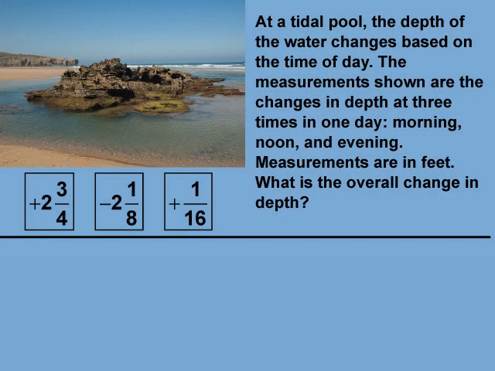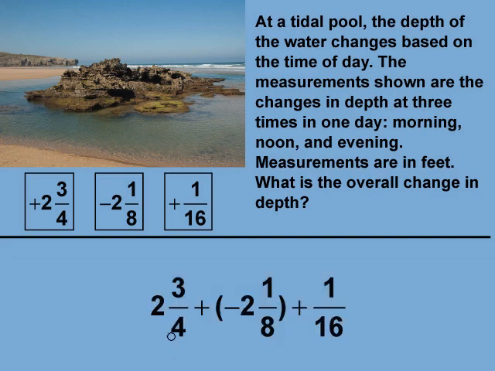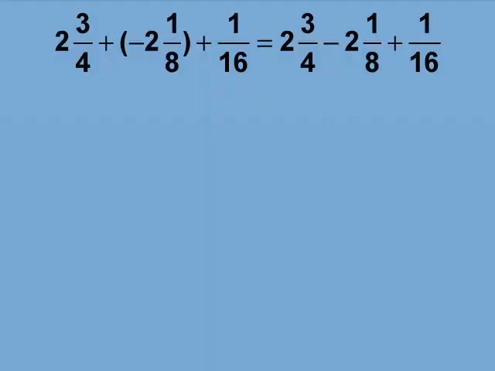At a tidal pool, the depth of the water changes based on the time of day. The measurements shown are the changes in depths at 3 times in one day: morning, noon, and evening. Measurements are in feet. What is the overall change in depth? To find the net change in depth, simplify this expression: 2 3/4 plus -2 1/8 plus 1/16. We rewrite the expression to get rid of the term in parentheses.